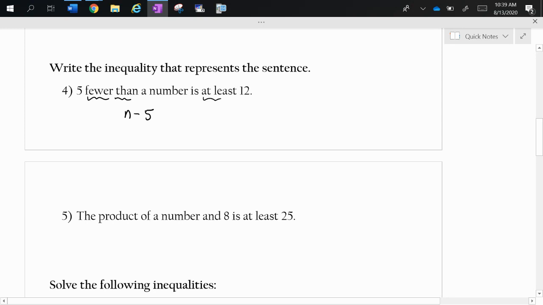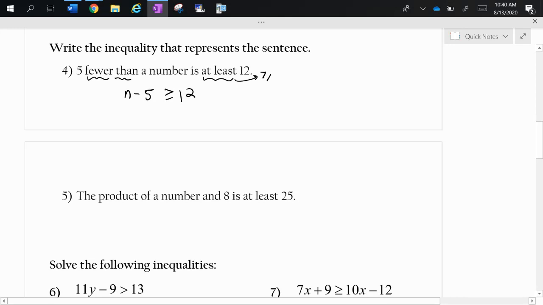And then it said is at least, and we remember that at least means greater than or equal to. So 5 fewer than a number is at least 12. We would write n minus 5, so n would be the number. N minus 5 is greater than or equal to 12, and that would be my inequality.